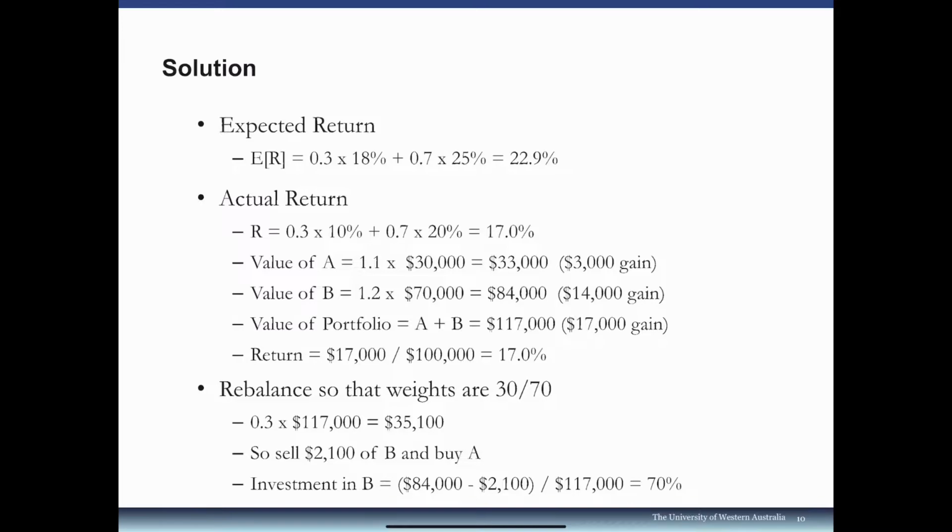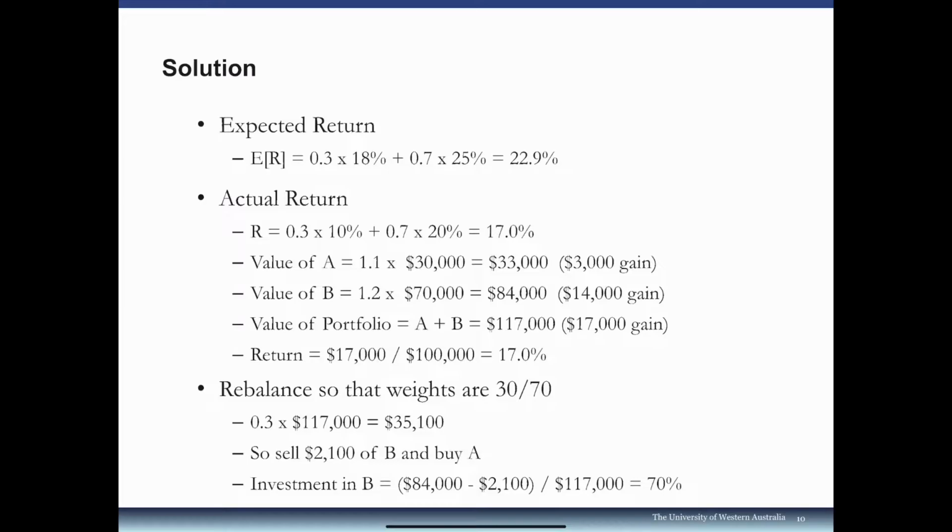We can do a quick verification. Given A has gone up by 10%, the value of A will be 1 plus 10%, 1.1 times $30,000, which is $33,000. For B, given B has increased by 20%, it will be 1.2 times the original amount, $70,000, which gives you $84,000. So the value of the portfolio in the next time period would be A plus B equals $117,000.